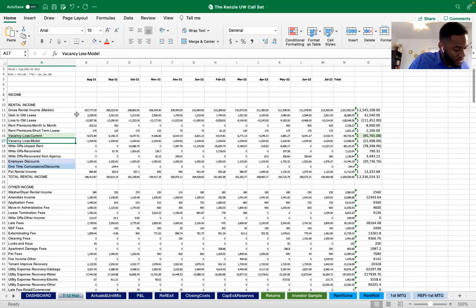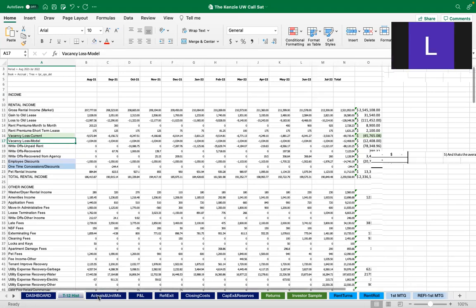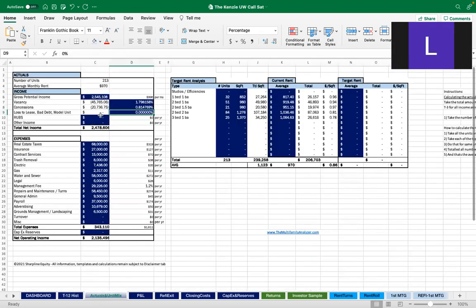So let's try to do the loss to lease. Let me see real quick. Hey, Eddie. Hey, what's up? I thought your model had, you see line 9, it has a part for model unit. I thought you could just put it in there.